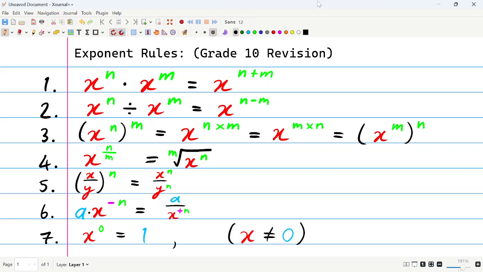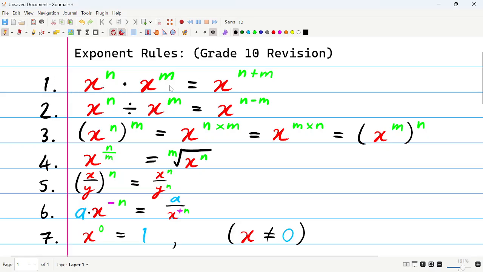Good day, grade 11s. Today we are going to be doing grade 10 revision for exponent rules, and we will be doing some examples at the end of this video after we have just revisited all these rules. So the first rule we are going to look at is the first one over here, which is number 1.